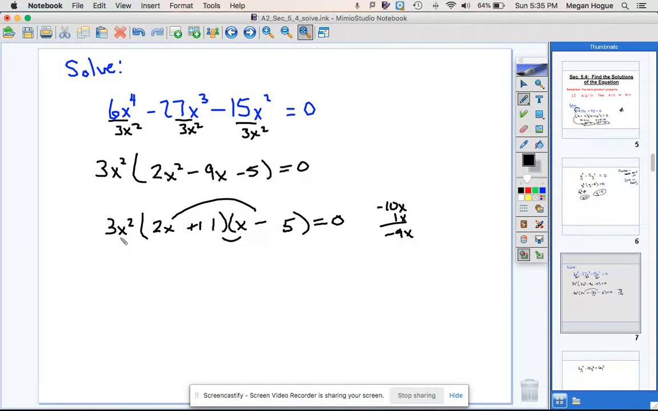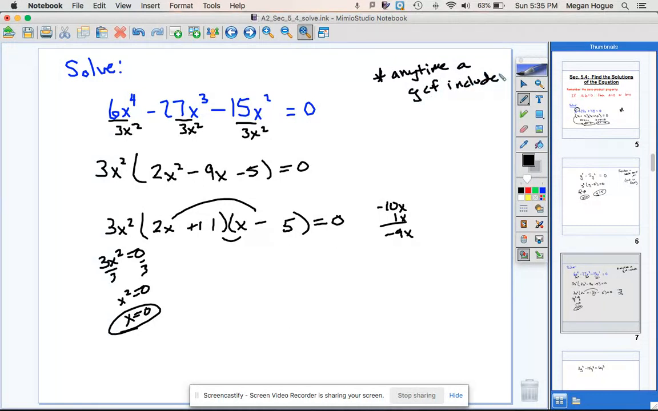We're solving. So anytime I have a GCF that has an x, we are going to get 0. If I want to show that, I divide by 3. X squared is equal to 0. That means x is equal to 0. Anytime a GCF includes x, that means x equals 0 is an answer. And you don't have to write that part down if you feel like you got it.